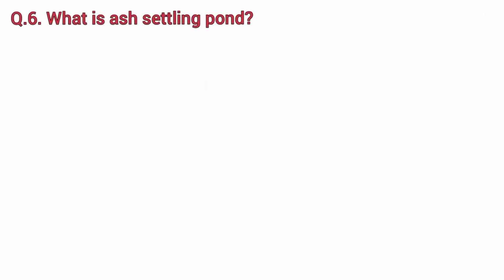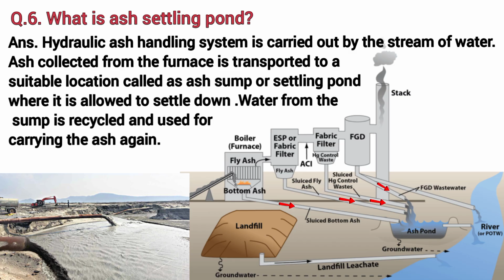What is ash settling pond? Hydraulic ash handling system is carried out by the stream of water. Ash collected from the furnace is transported to a suitable location called ash sump or settling pond, where it is allowed to settle down. Water from the sump is recycled and used for carrying the ash again.